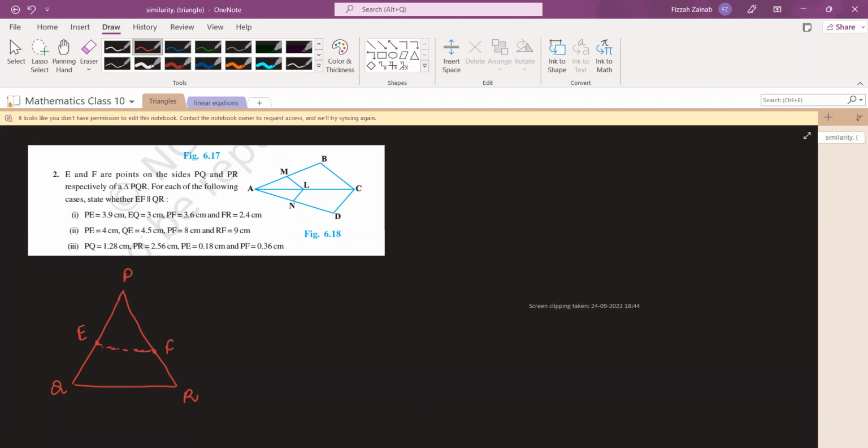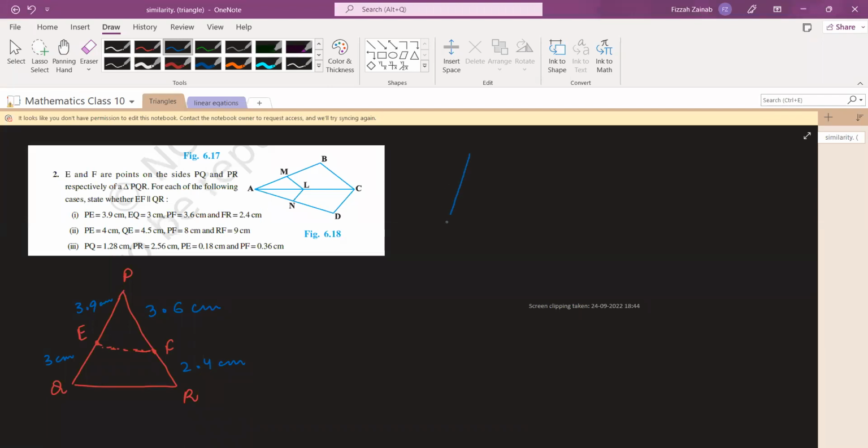So in the first case, what is given here is PE is 3.9 centimeter, EQ is 3 centimeter, PF is 3.6 centimeter, and FR is 2.4 centimeter. In this question, it is not given that EF is parallel to QR, but all the four parts of the lines are given. We have to show whether EF is parallel or not parallel. How will we show it? We will use the converse of the basic proportionality theorem.